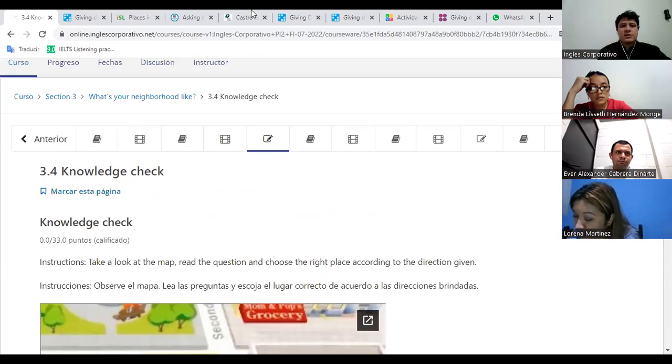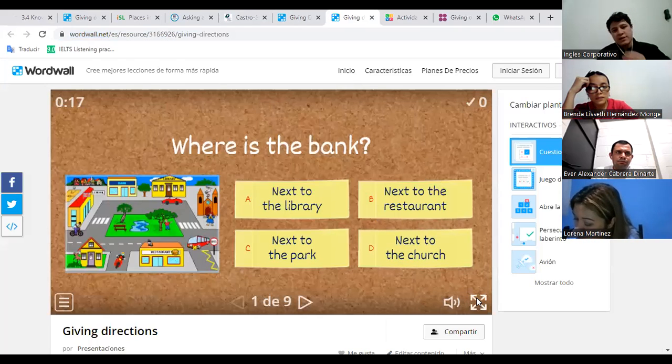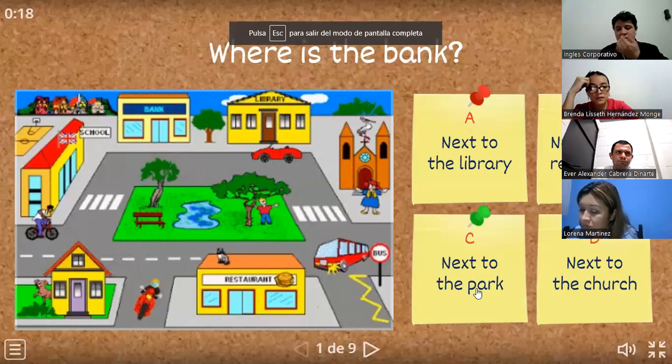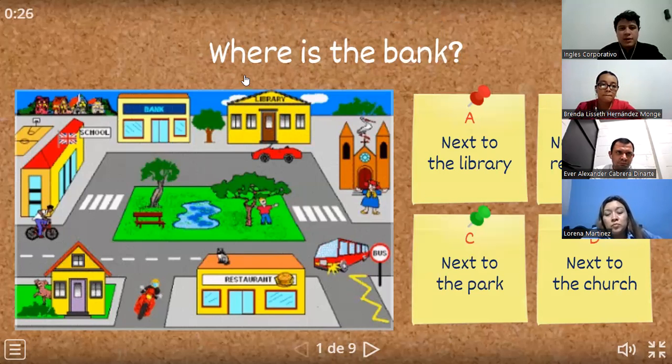Now, guys, I have here something for you. So, guys, we are going to make this exercise, okay? But this one will be individual. This one will be individual. But let me explain to you how this works. So we are going to look at the picture and let's see.